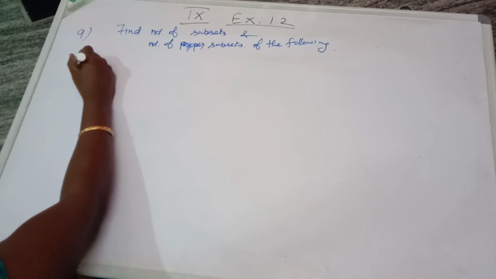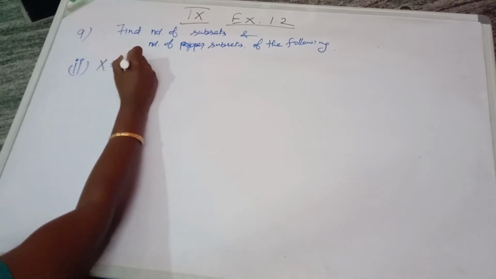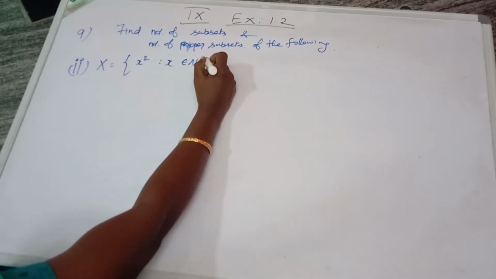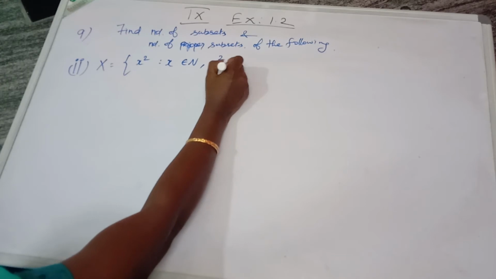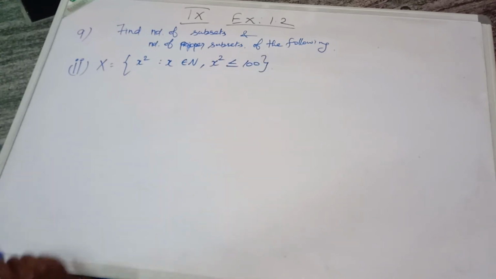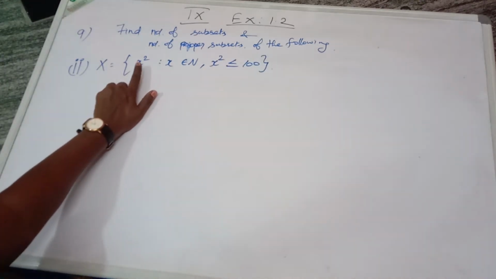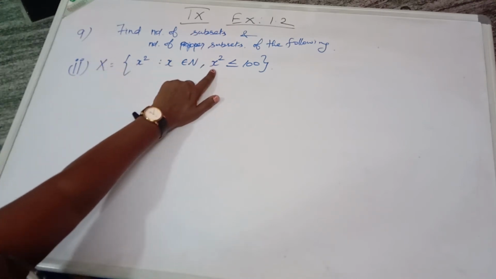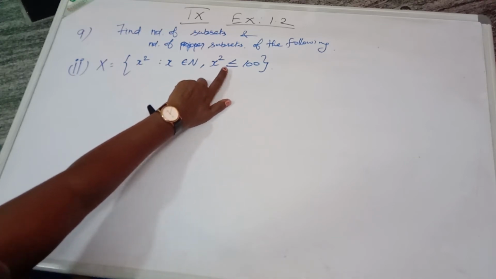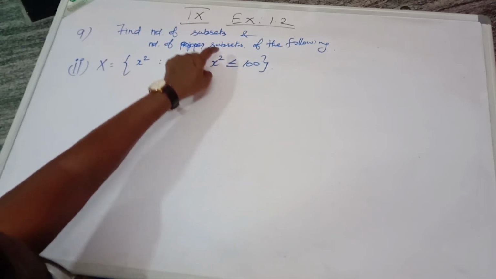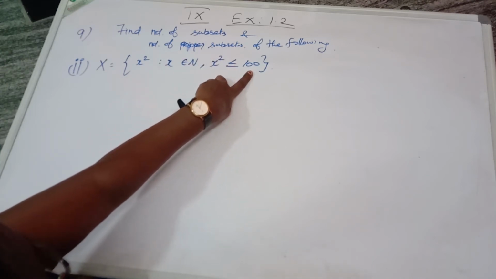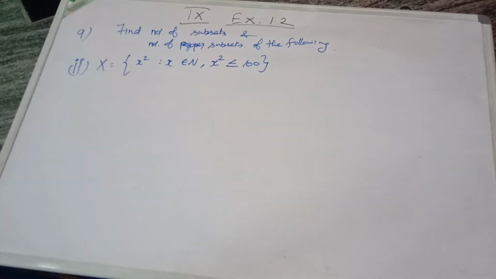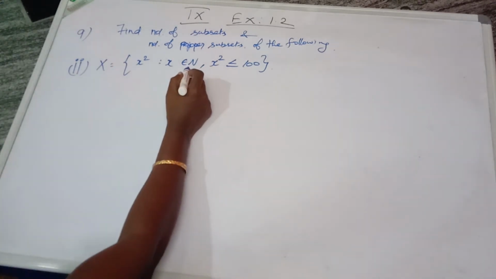See, the second division is given in the set builder form, x square such that x belongs to N. N is nothing but natural number and x square is less than or equal to 100. So x square is the element of the set X, and that x square value should be less than or equal to 100, and then x should be in natural number. So you have to start from natural number 1.